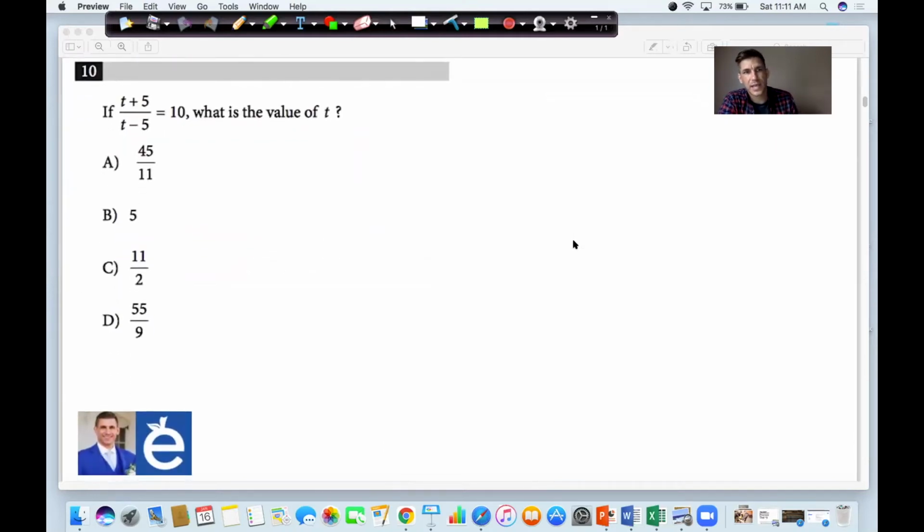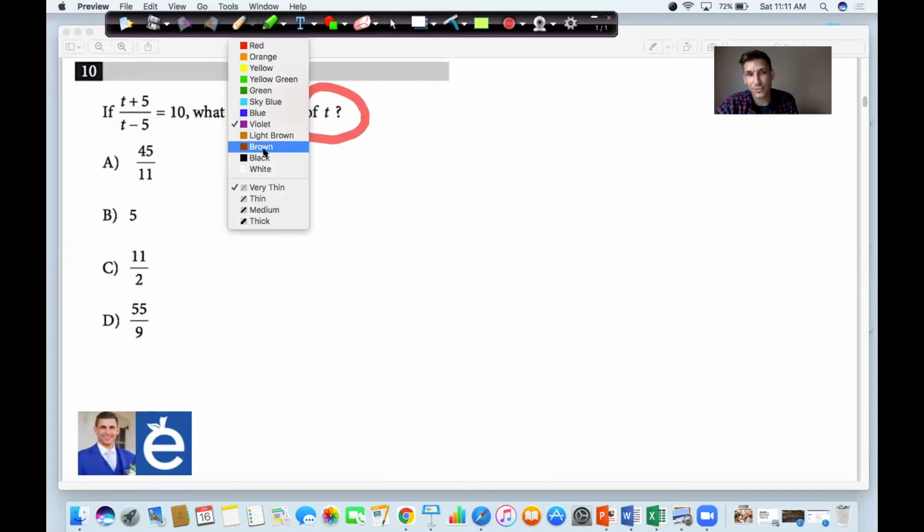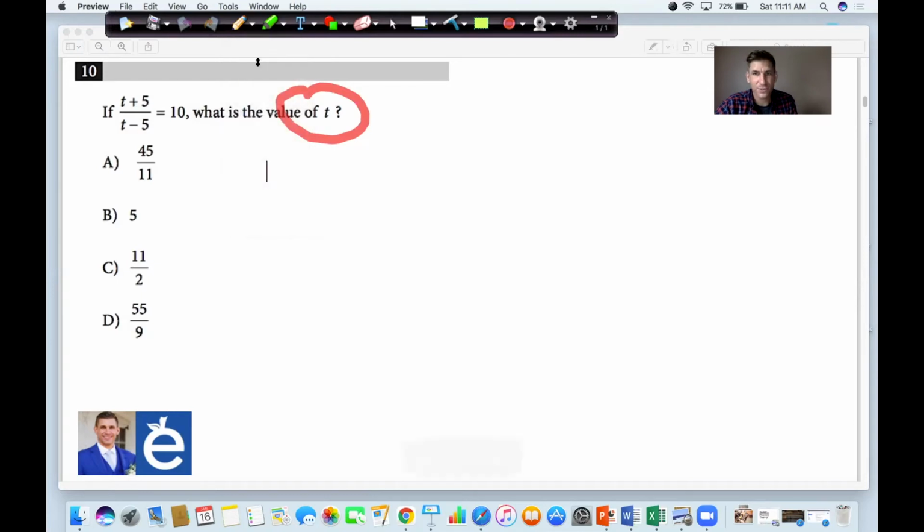So here it says if (t plus 5) over (t minus 5) equals 10, what is the value of t? Well, I could theoretically factor this out if I wanted to, but I honestly think I'm just going to cross multiply. Also, quick tip so you don't get things wrong, I'm going to circle t. Believe it or not, you'd be surprised how often you know how to do the problem and you solve it, but you don't solve it all the way, or you solve it too much. So this helps keep me on track for what I'm going to need.